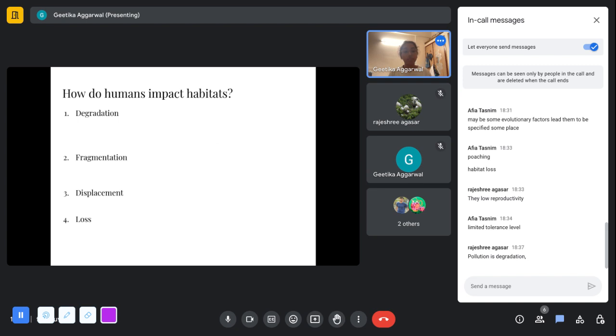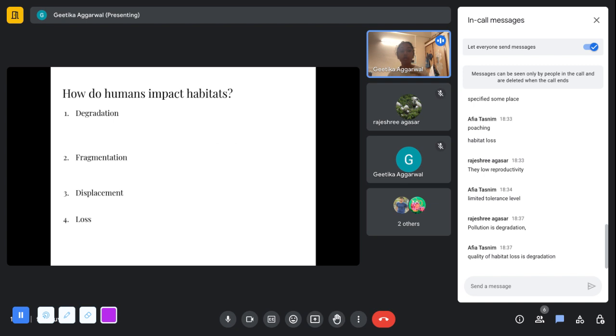What else? Okay. So you're correct, Afia. If there is a loss in the quality of the habitat, then that is categorized as degradation. And as Rajeshri also mentioned, pollution is one of the things that is going to lead to a loss of the quality of the habitat. So the habitat quality is not as good as it used to be. Even though the species can still survive here, it is not optimal for it. So it refers to a condition where the quality of the habitat is severely affected and it is not as suitable for the species as it used to be.